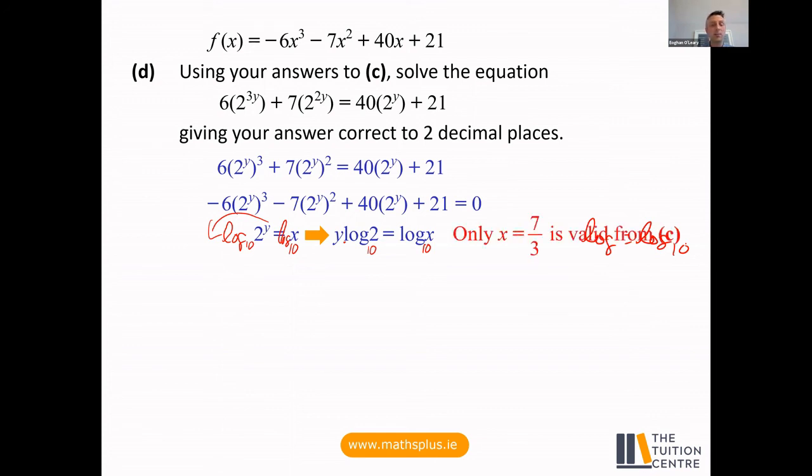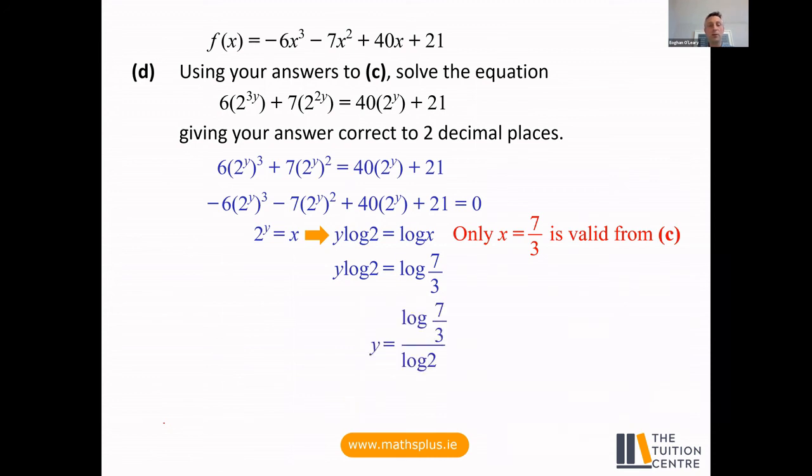I can divide across by log 2 to the base 10, and by the way, we're putting in the 7 over 3 for x because that's the only possible valid solution. So I'm going to divide across by log 2 to the base 10, or log 2. I'm going to get my answer here, which is 1.22 with all the decimals. But I'm careful to look back here. I don't want to lose my 1 mark for rounding. So correct to 2 decimal places, my answer is 1.22.